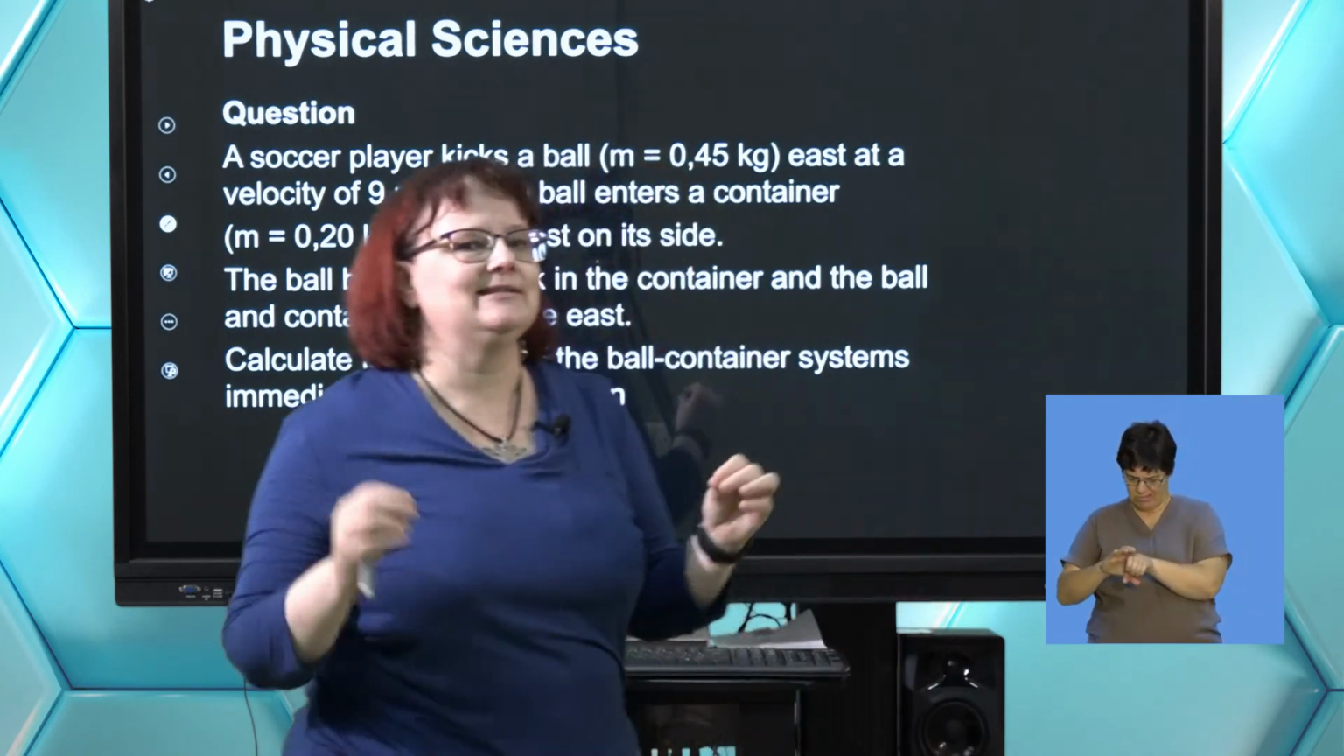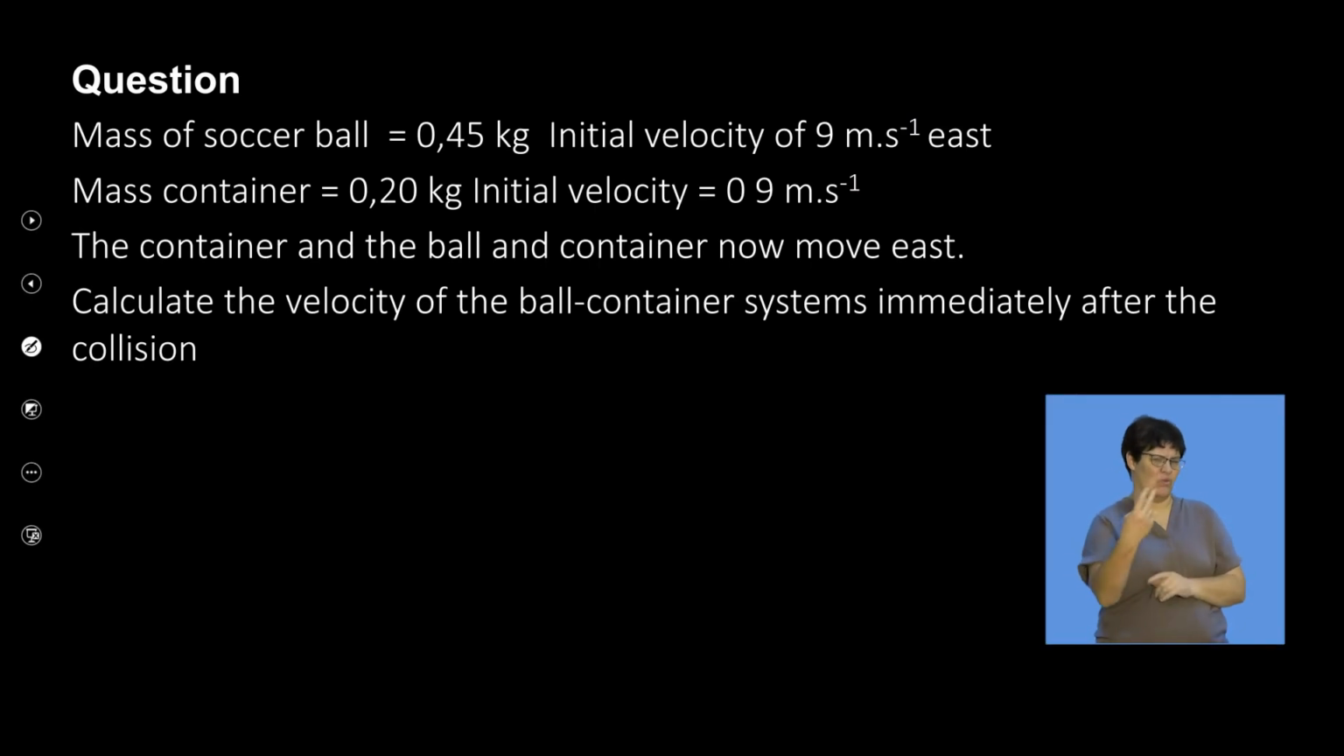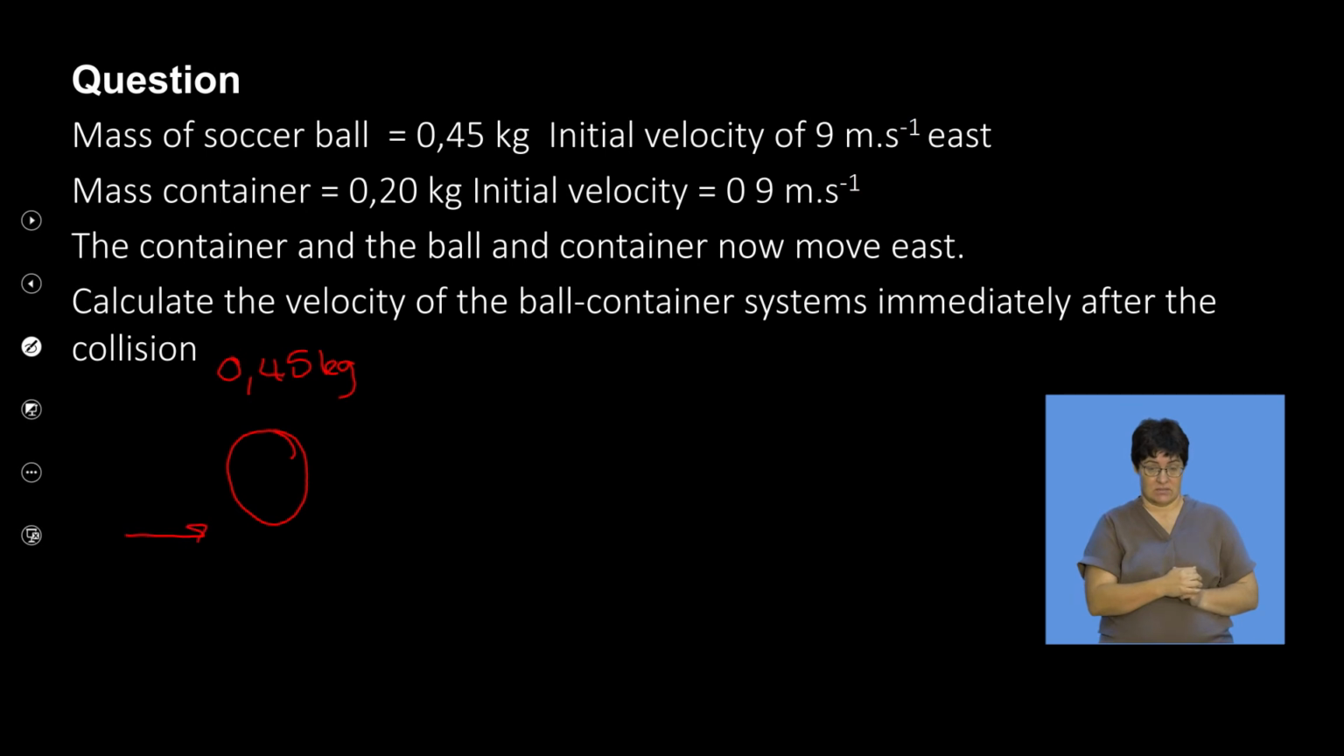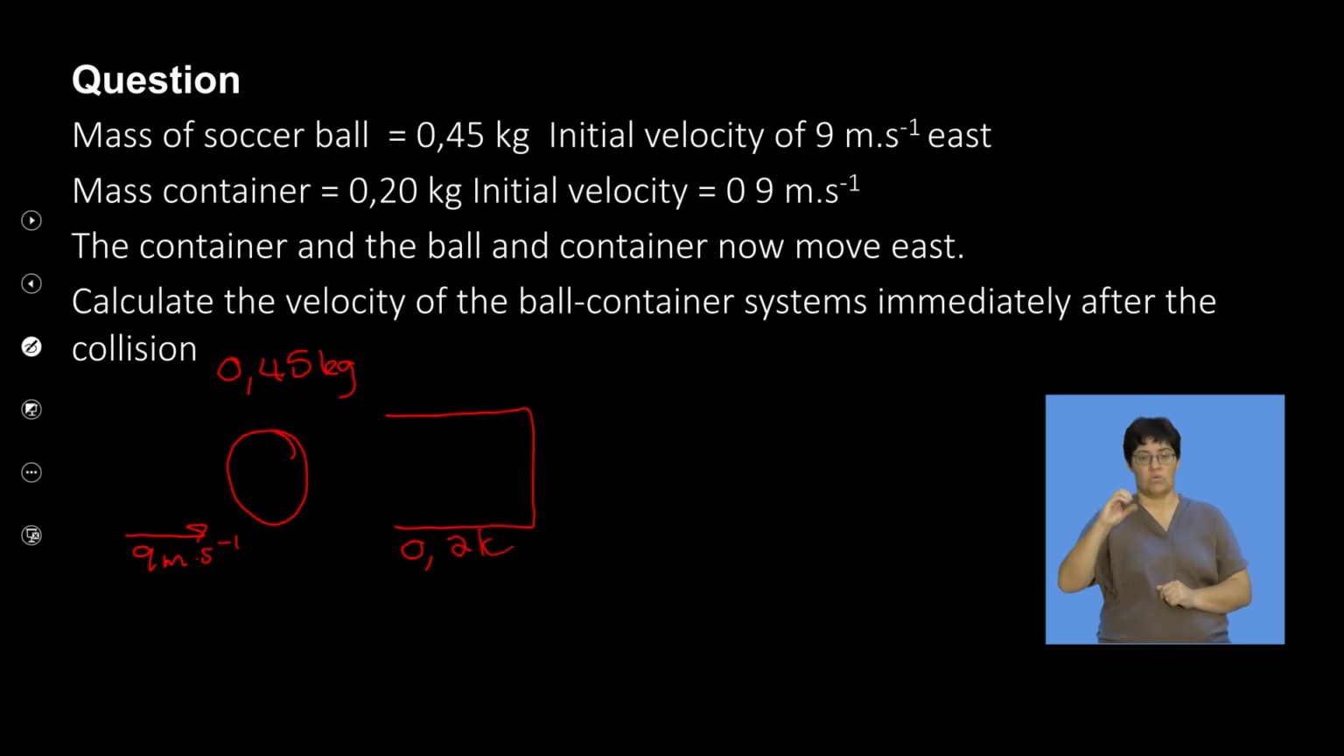Let's draw a diagram. So we have a soccer ball of mass 0.45 that's going 9 meters per second east. I'm going to make that to the right, east. Then there's a container that's sitting on the floor. Whoever kicked this ball is amazing, because I wouldn't get it in the container. That's 0.2 kilograms. It's stationary.